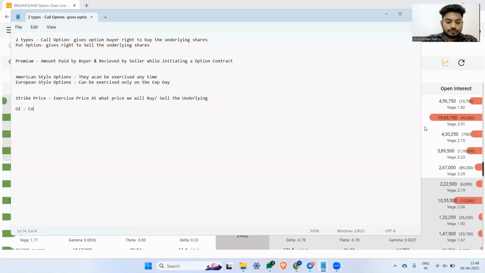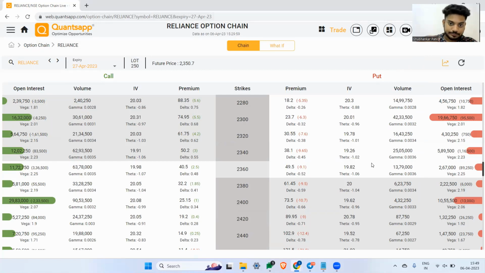Contracts which are not settled. Now open interest will give you more analytics than just knowing how many participants are participating. Open interest also shows you the consensus, what the majority of the participants are thinking.